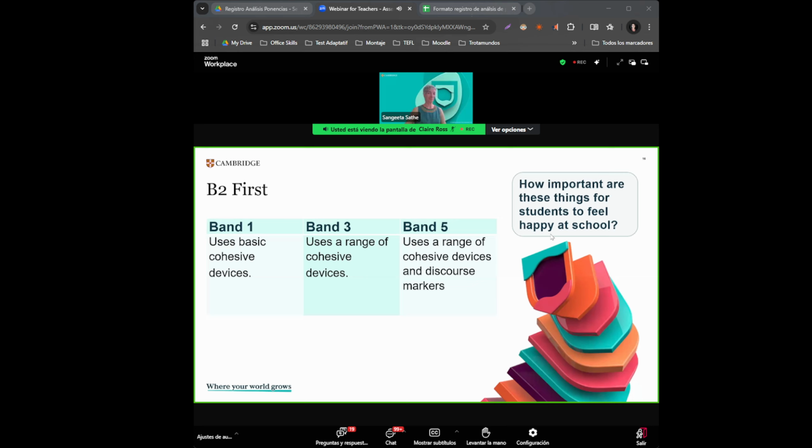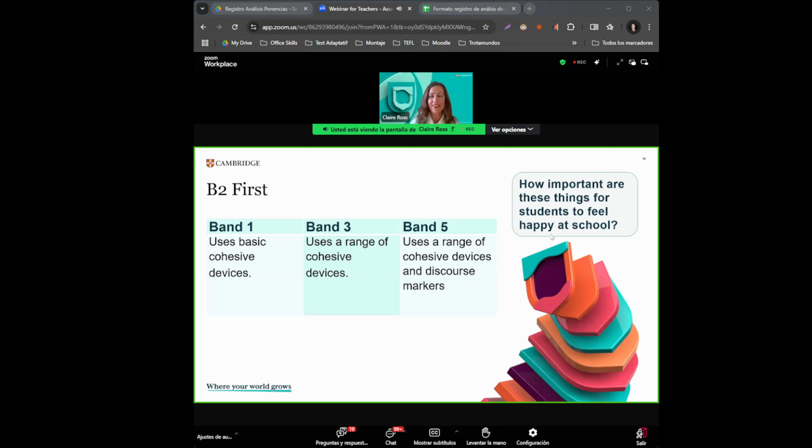Claire: I don't like rules because they're boring. Do we think this is more like band 1, 3, or 5? Straight away lots of 1s, a couple of 3s. Mainly 1s, Claire.